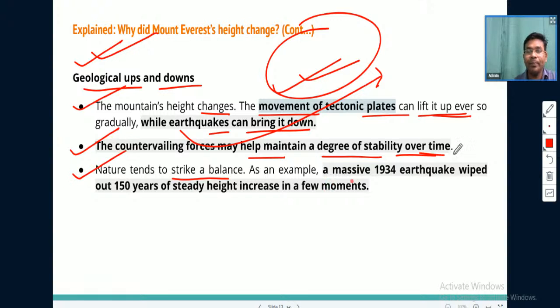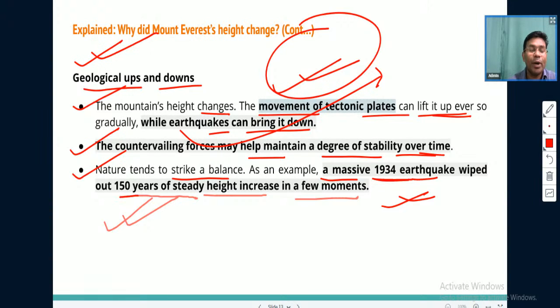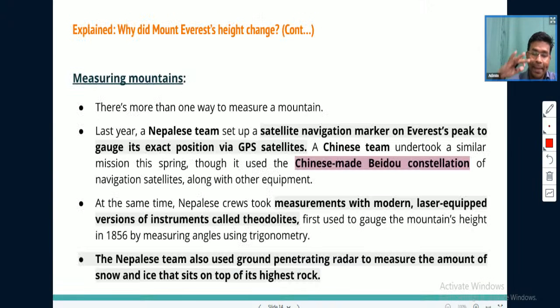As an example, there was a massive earthquake in 1934. It wiped out 150 years of steady height increase in a few moments. The height of Mount Everest was steadily increasing over a period of 150 years, but there was a massive earthquake in 1934 that wiped out all the increases within minutes. So these forces are opposing in nature, and at the same time they are balancing each other.